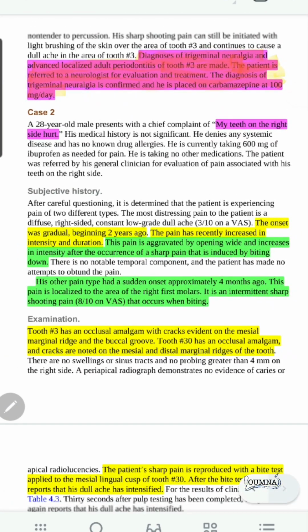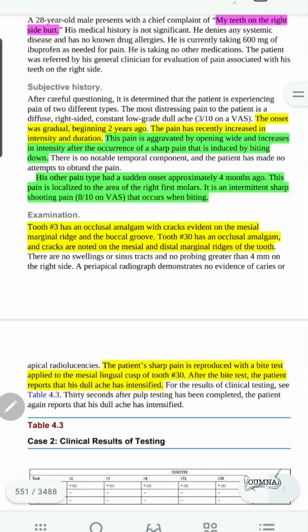Now for case 2, let's see how the muscle pain actually is. The patient says that my teeth on the right side hurt, and it was a gradual beginning 2 years ago. Recently it increased. Now look, he's saying that the pain is really aggravated by opening wide, and this increases the intensity of the pain. When he bites, he's biting down.